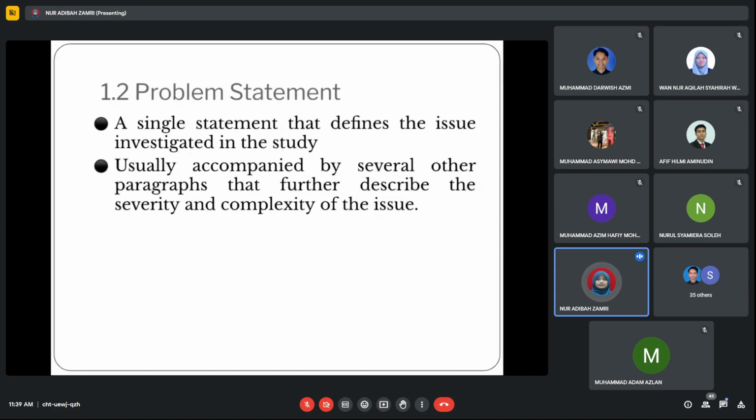Okay, next, problem statement: a single statement that defines the issue investigated in the study, usually accompanied by several other paragraphs that further describe the severity and complexity of the issue. I have a sample of the problem statement, I'm going to show you after this. You have to make a single statement that defines the issue. Now your issue is social media addiction, so you create one complete sentence about social media addiction, and then explain the issue in detail in several other paragraphs.